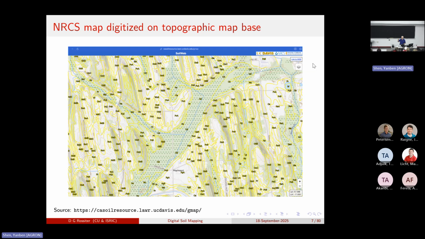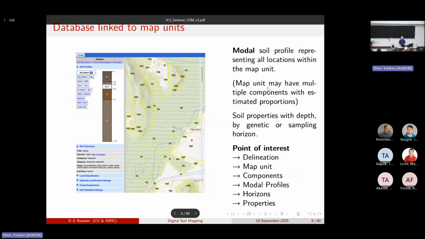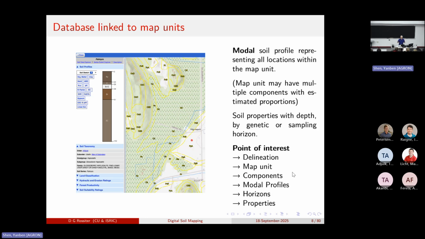But you still have these polygons that inside you describe one thing. And for example, here, this little dot here is a particular point. And in this unit, we have this idea of a representative profile. And from that, we can get all this information about it. So, but we don't have a map point by point. We have a map in polygons.